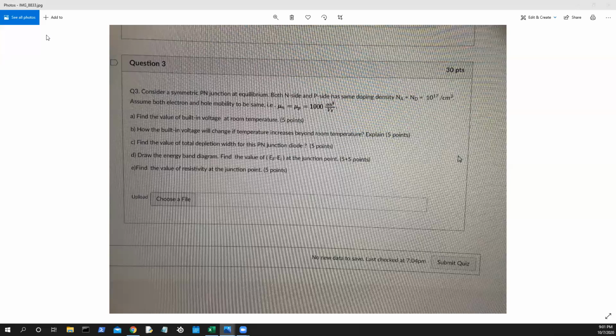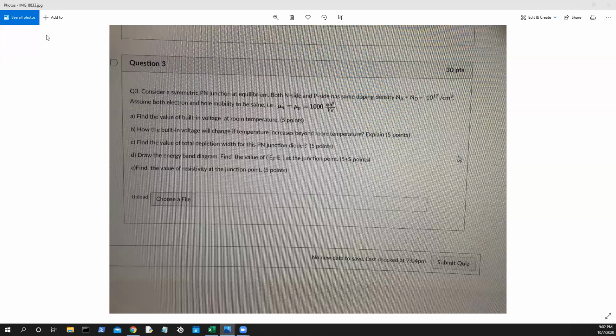But now we solved part A, easy peasy. Now we've got to solve part B: how the built-in voltage will change if temperature increases beyond room temperature. I got this wrong on the homework. I looked at the Vbi equation and saw that it was temperature dependent through the kT over q quantity. So I'm like, okay, T's in the numerator. If T goes up, the overall built-in voltage should go up, right?